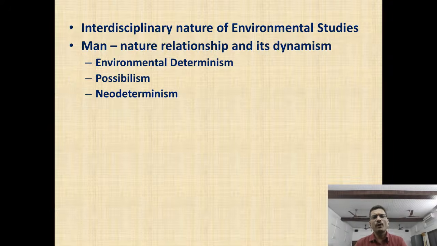There are three important approaches to man nature relationship. One, environmental determinism. Two, possibilism. And three, neo-determinism. It is also called stop and go determinism. Environmental determinism is the approach which speaks about supremacy of nature over human being. Some people like Ratzel, then we have Immanuel Kant, then Darwin, Charles Darwin, you must have heard about.